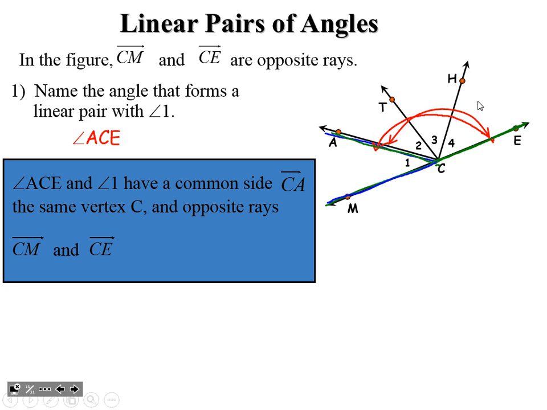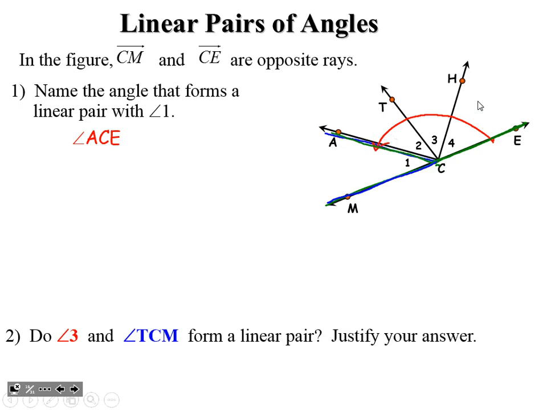So we're going to finish up on this page right here. And the next question says, do angle 3 and angle TCM form a linear pair? Now remember, a linear pair, when we put it together, has to end up making a straight line, 180.